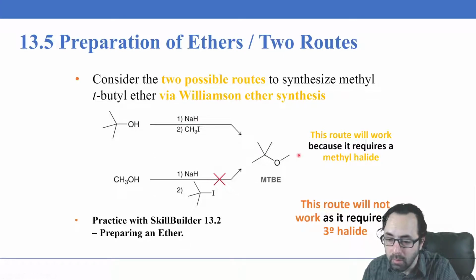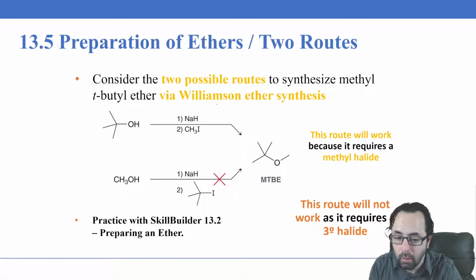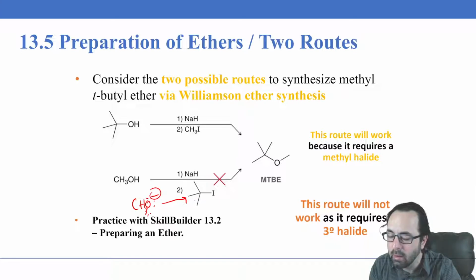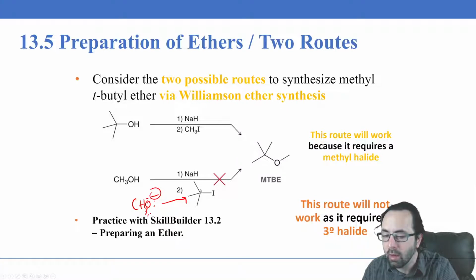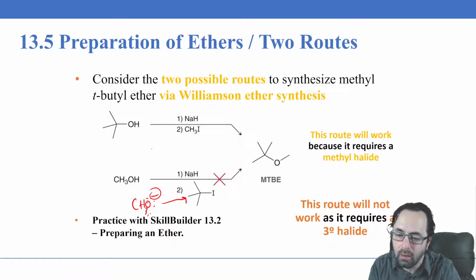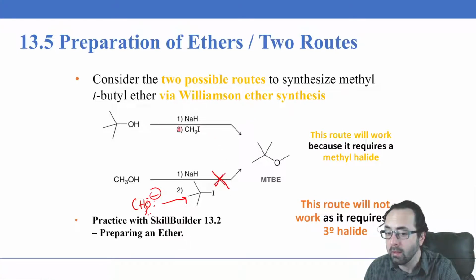The other option would be starting with the methyl side and adding the tert-butyl side, but that would not be as good. If you deprotonate this with the hydride, you've got the methoxide ion, O minus. When it tries to attack here, it's going to be sterically hindered because it's a tertiary alkyl halide. So this is not the preferred way. You want to use the way that you would be reacting with a methyl halide here. It would give you a much, much faster SN2 reaction.